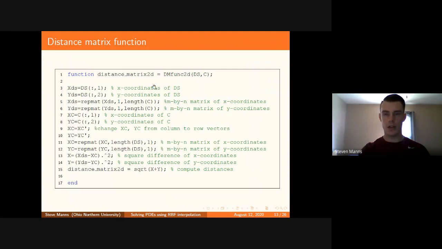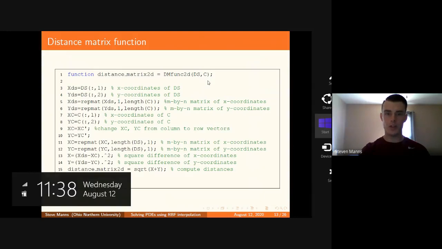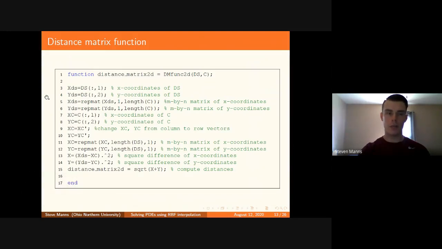The output of this function is an m by n matrix where the entry in the ith row and jth column contains the distance from the ith coordinate in DS to the jth coordinate in C. To construct this function, we begin by separating the x and y values into vectors, and then we rearrange these vectors to be m by n matrices such that we can subtract the jth x coordinate from C from the ith x coordinate of DS, and we do the same for the y values. Once we have done this, all we need to do is plug into the distance formula.